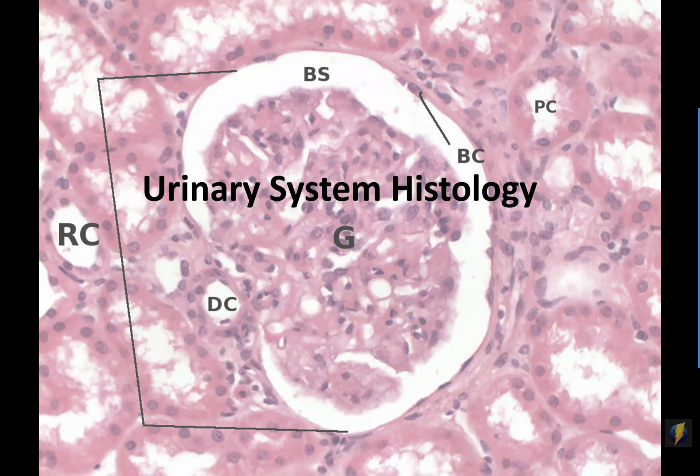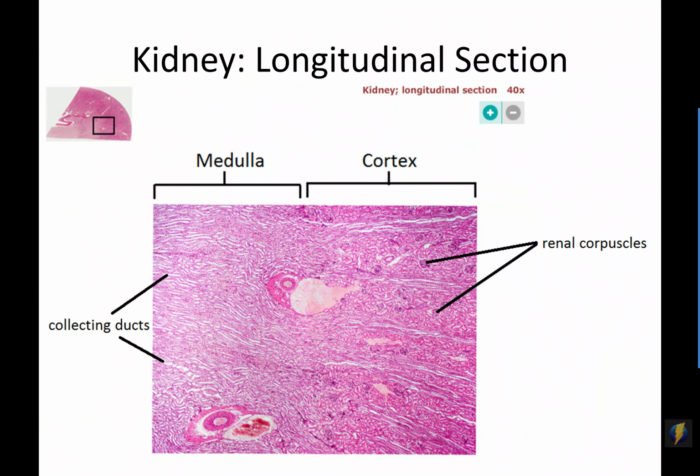Of course, one of the primary things we're going to look at when we are looking at histology and tissues of the urinary system is the kidney. So one of the things that you want to be able to do is to differentiate between the outer cortex of the kidney and that inner medullary layer.